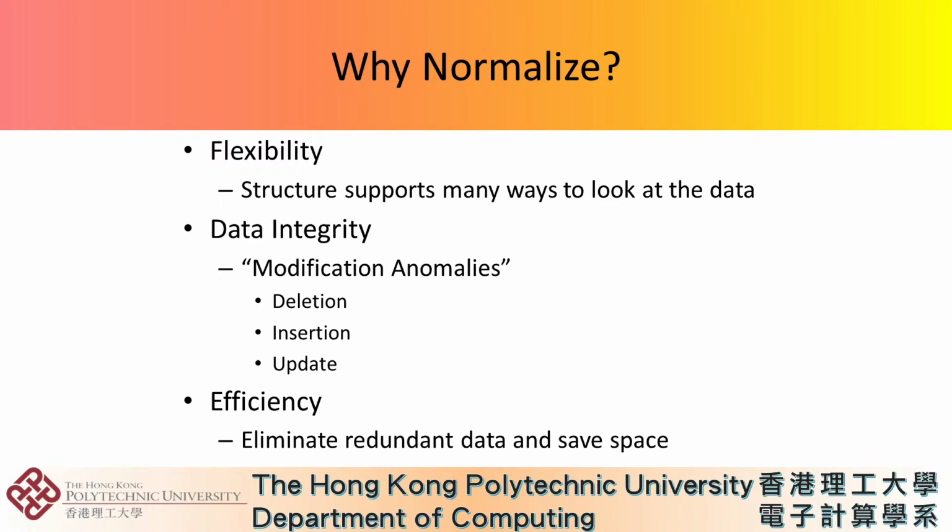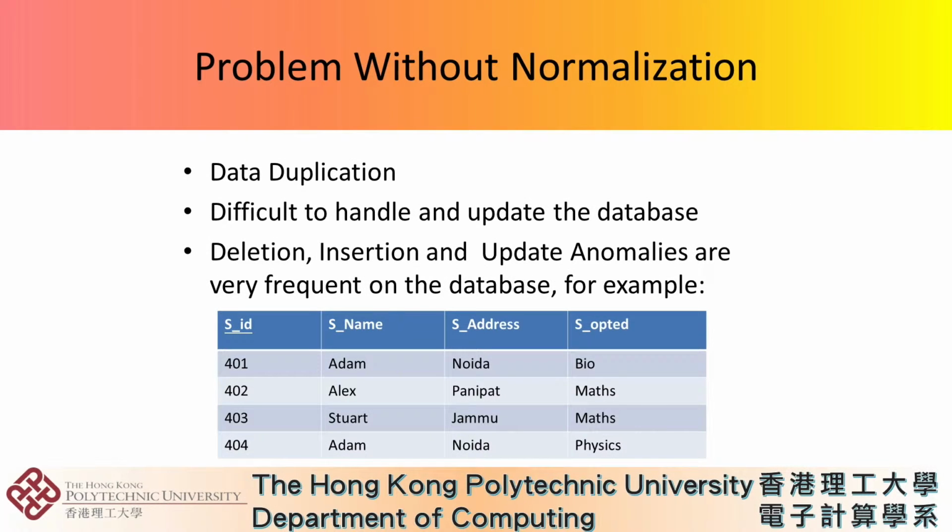So why do we have to normalize? For flexibility, structure supports many ways to look at the data. For data integrity, it helps prevent modification anomalies, including deletion, insertion, and update. For efficiency, it eliminates redundant data and saves space. Normalization is used to eliminate one of the data anomalies, data duplication.